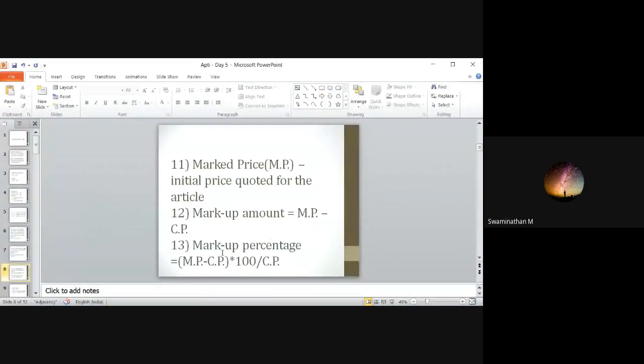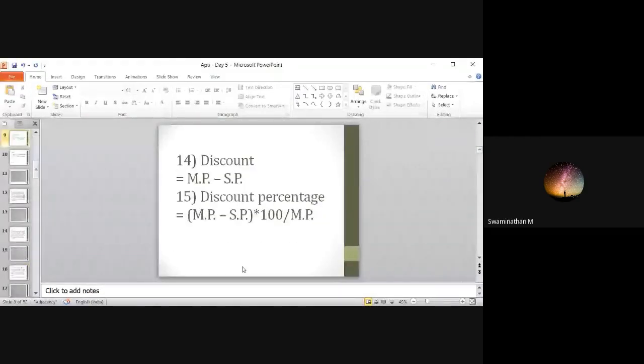Marked price is the initial price quoted for the article, and markup amount will be the difference between cost price and marked price. Markup percentage is markup amount by cost price into 100. And discount amount is marked price minus selling price. Discount percentage is (marked price minus selling price) into 100 by marked price. Discount will be in terms of marked price and selling price. So these 5 formulas we will be using for discount.